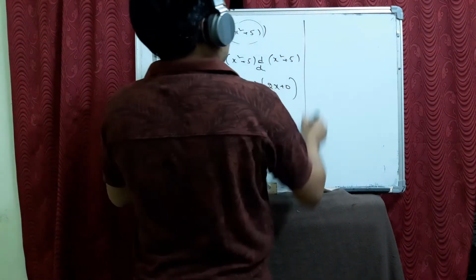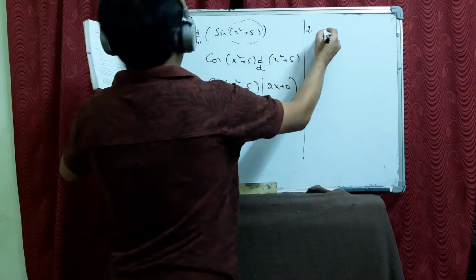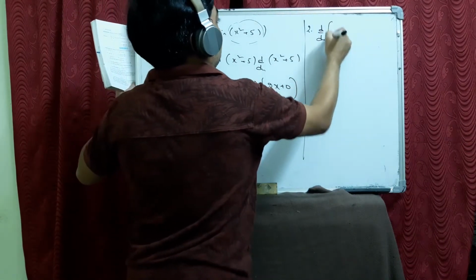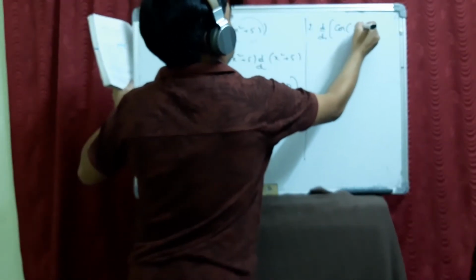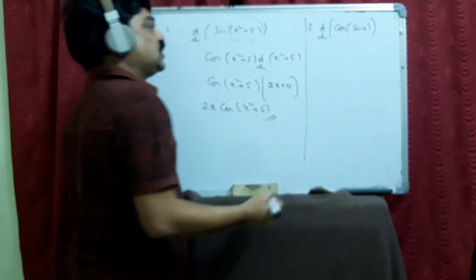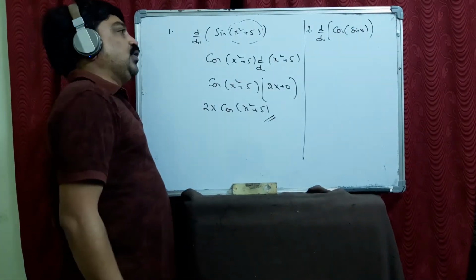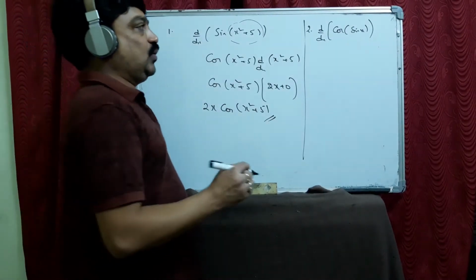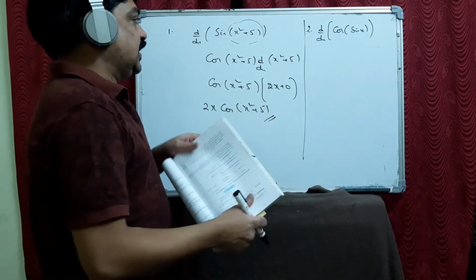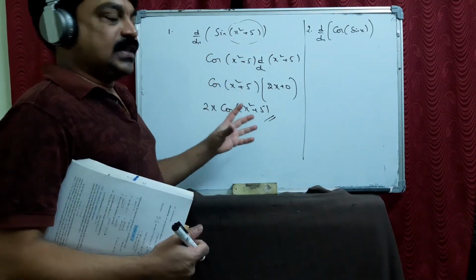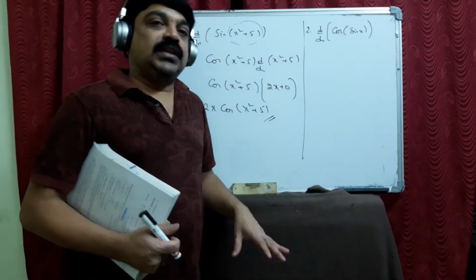Suppose in the second question, d by dx of cos of sine x. We know the derivative of cos x, we know the derivative of sine x, but we don't know the derivative of cos of sine x. So we assume something as x. See, assuming something as x and again taking the derivative is called the chain rule.